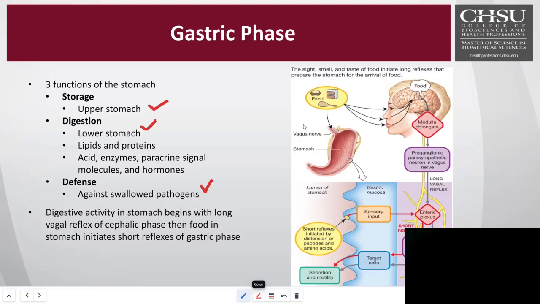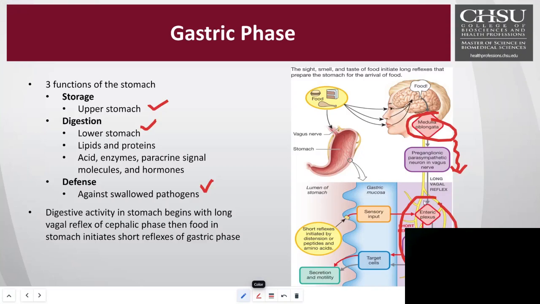Or you smell some food that somebody else is eating, and that triggers your brain to activate through the medulla oblongata, which we've talked about many times already. The parasympathetic system through the vagal nerve sends a signal, and this long vagal reflex will stimulate the lower GI through its own autonomic ganglia called the enteric nervous system.